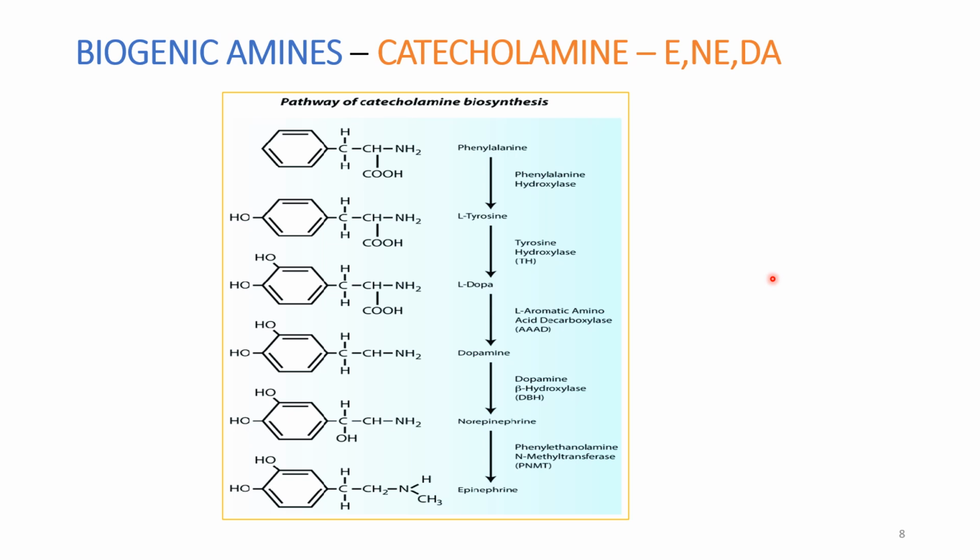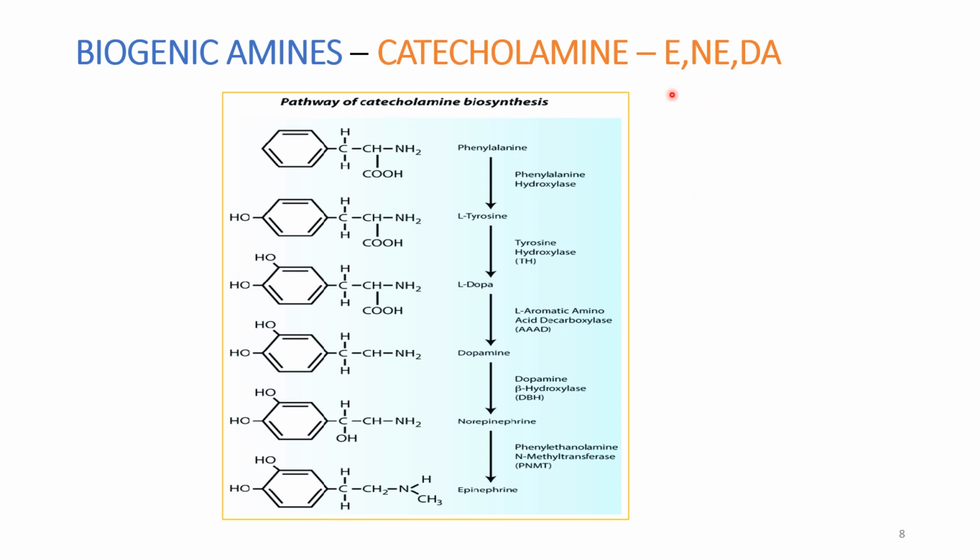Next, coming to the biogenic amines. So this is the second classification in the biochemical type of classification. Biogenic amines include catecholamines, that includes epinephrine, norepinephrine and dopamine. And the next biogenic amine is serotonin or 5-hydroxytryptamine, we can call it 5-HT, and histamine. So these three come under biogenic amines.